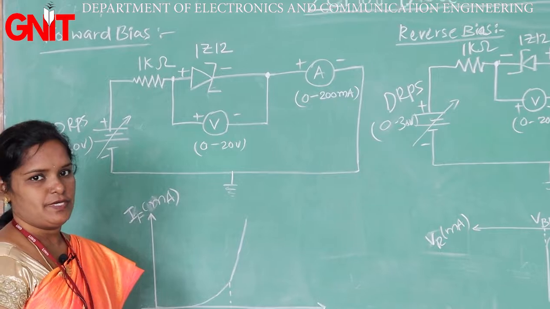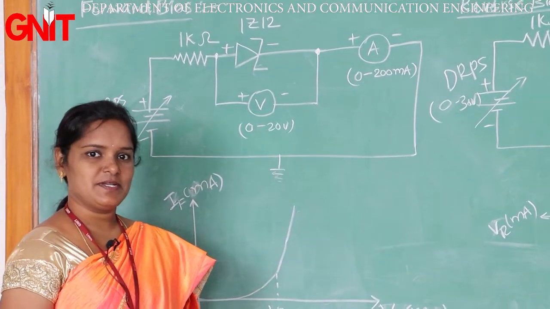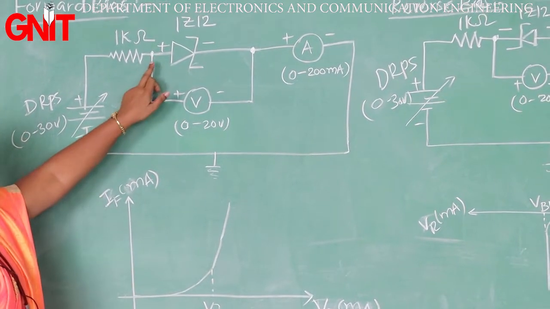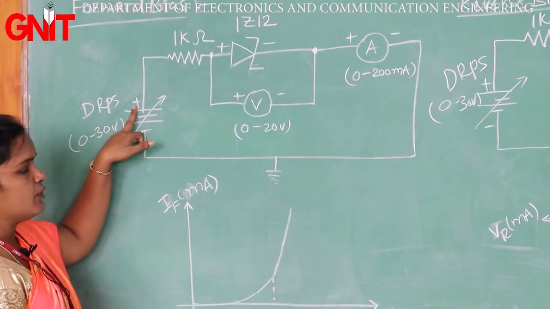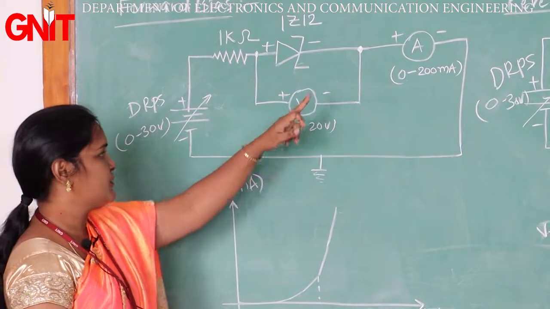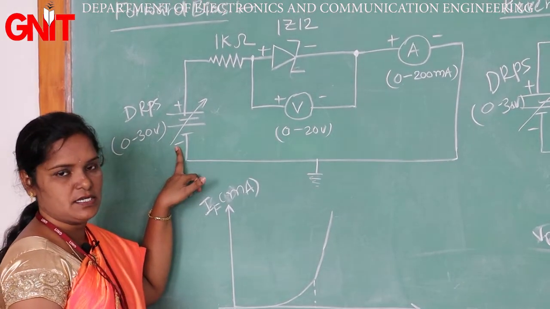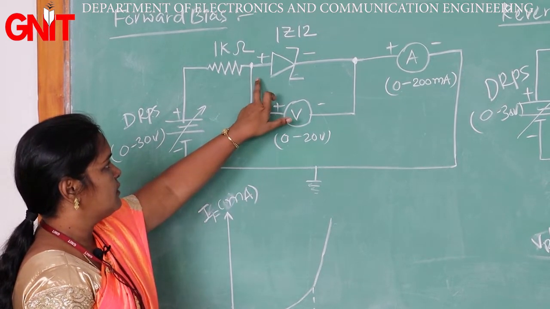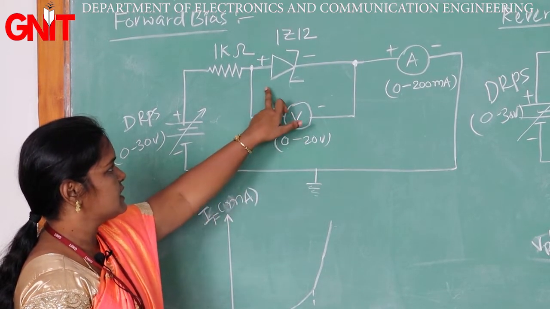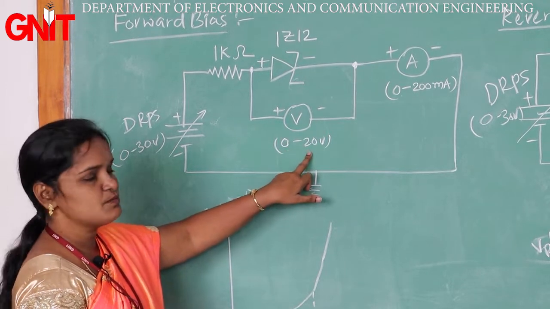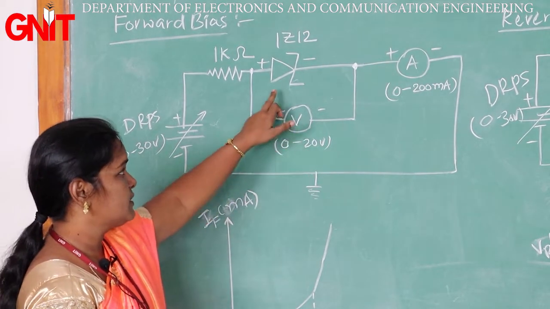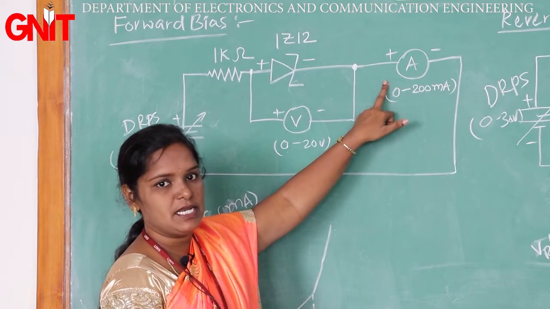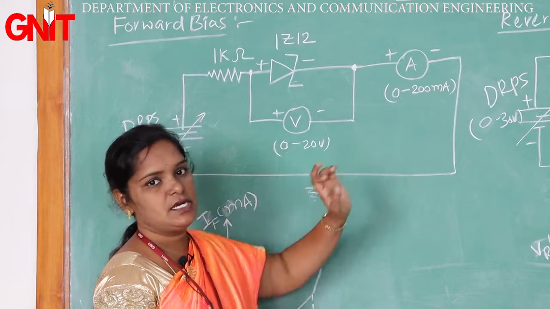Circuit can be connected in two ways. One is forward bias, the other one is reverse bias. Under forward biased connection, the positive terminal of the diode is connected to the positive terminal of the external voltage and the negative terminal of the diode is connected to the negative terminal of the external voltage. To measure the voltage, we are using this voltmeter connected across the diode, ranging from 0 to 20 volts, and to measure the current through this diode we are using this ammeter ranging from 0 to 200 milliamps, connected in series with this diode.